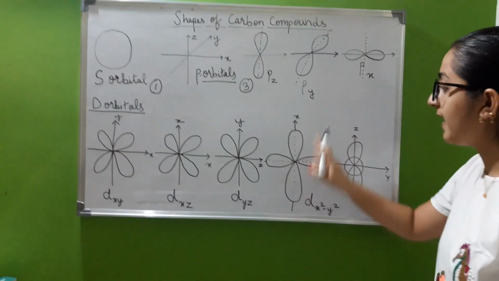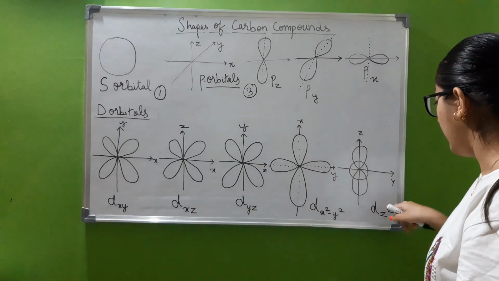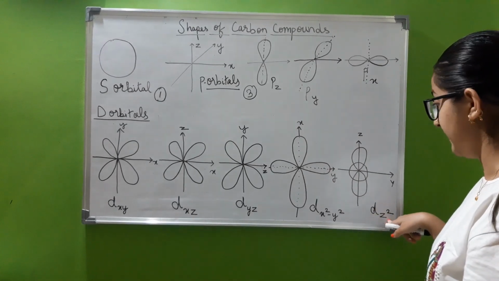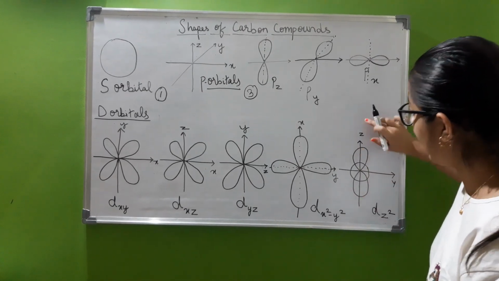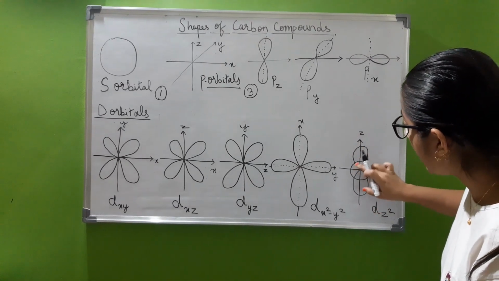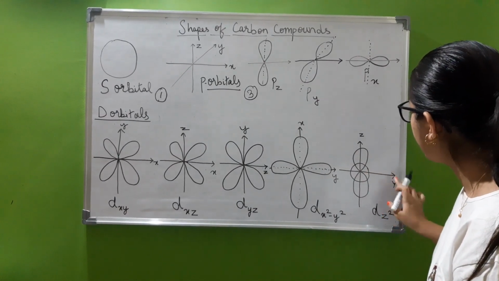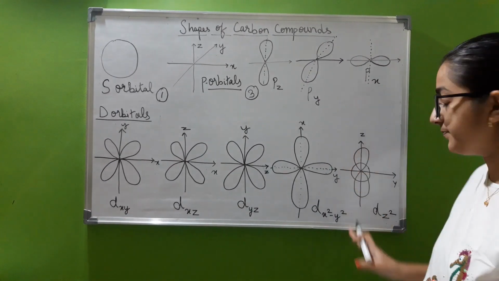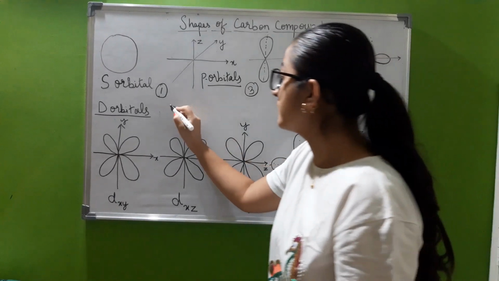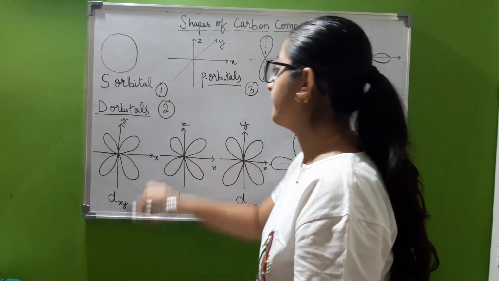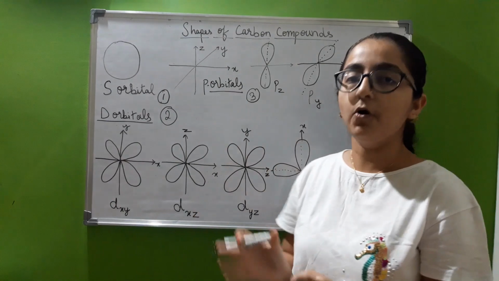They pass through the x and y axis, hence forming one node here. But also coming to dz square, here also the orbital is passing through the z axis, and the s orbital present here is in the y and z axis. It's passing through both of them. So hence in d orbitals we have two different nodes. So this was the s, p and d orbitals.